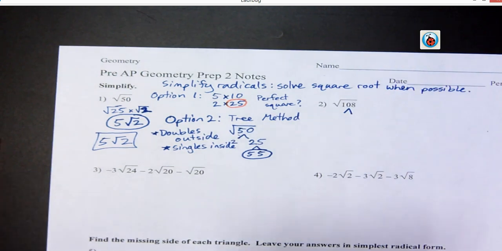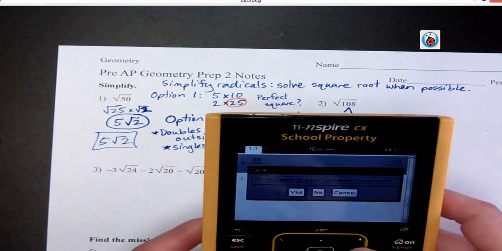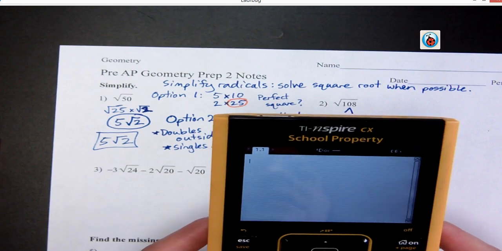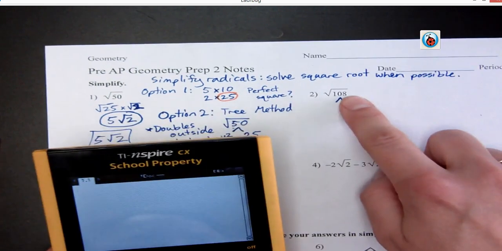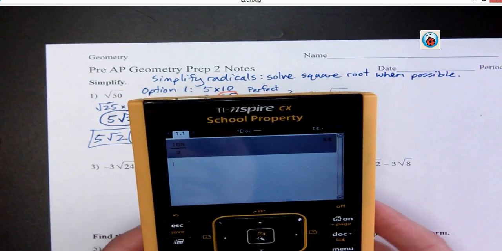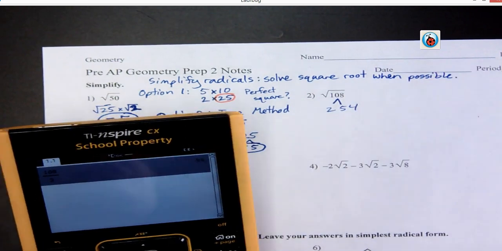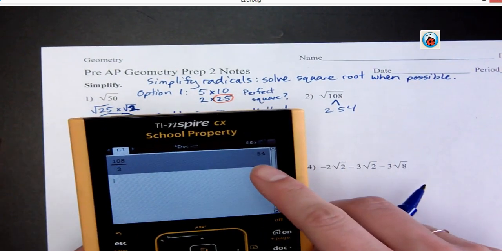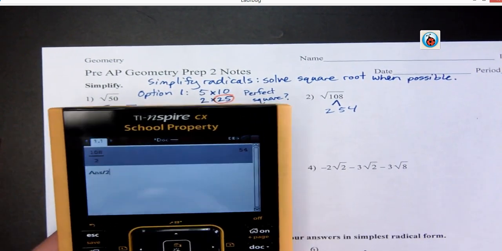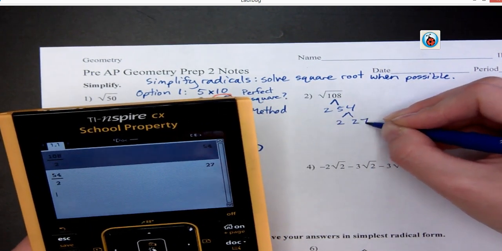so 108, I may not know right off the top of my head, hey, what perfect squares are there? And so I'm going to go in the calculator and say it's an even number, so I know it divides by 2. So let's do 108 divided by 2. Okay, that's 54. So 2 and 54. If I have really big numbers, that's especially helpful. 54 is still an even number, so I'm going to divide by 2 again. That tells me 2 and 27.